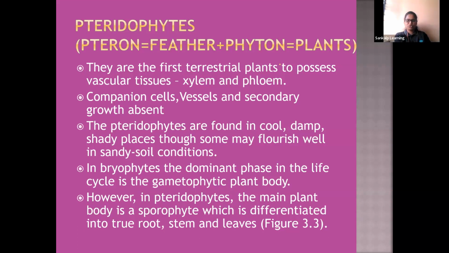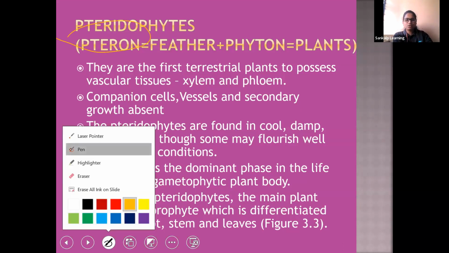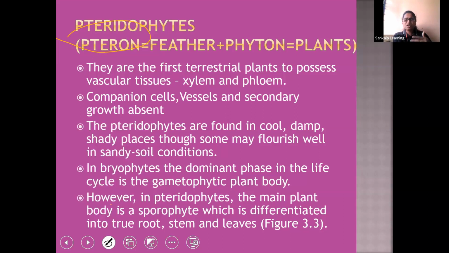Okay, thank you, Rashmi. Here she said they are the first terrestrial plants. So they may ask a question: the first terrestrial plants on the earth are nothing but the pteridophytes. In bryophytes, you can see some of their life cycle in the water. So which is the first terrestrial plant? That is a pteridophyte. Then after that, what is absent here, that is the main thing. They will ask the question. They ask simple questions, with a few sentences changed around.